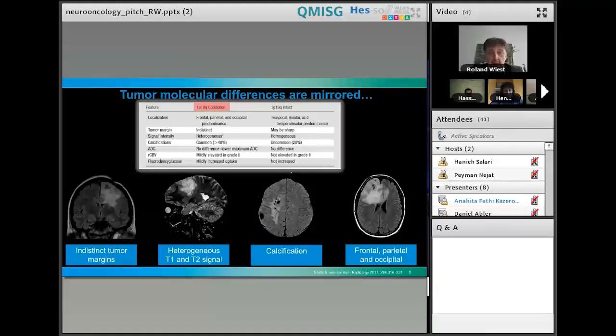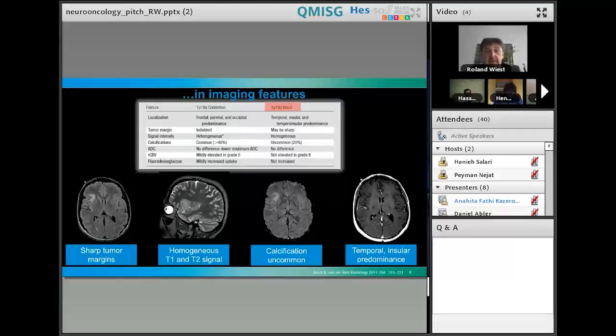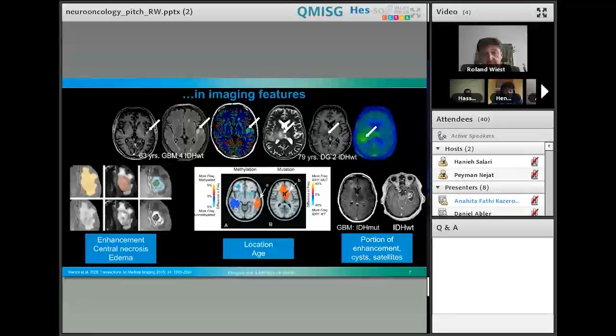That means we look for localization. There's a predominance for the frontal parietal lobe for the oligodendrogliomas. We look for the margins. They are usually sharper in diffuse gliomas. There are differences in intensity. There are differences in calcification, but there are also differences in the diffusion behavior and in the cerebral blood volume. And I think this is something that can be taken into account. So, for example, here you see the diffuse gliomas. They have these classical sharp margins. They are homogeneous. They are rarely calcified, and they have some temporal and insular predominance.